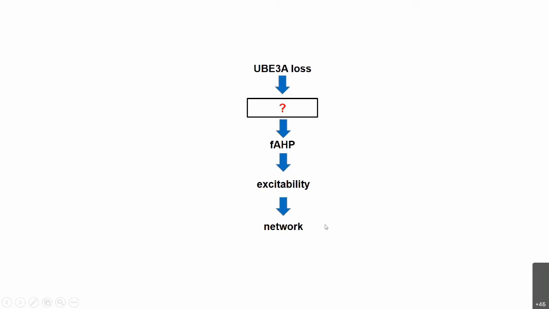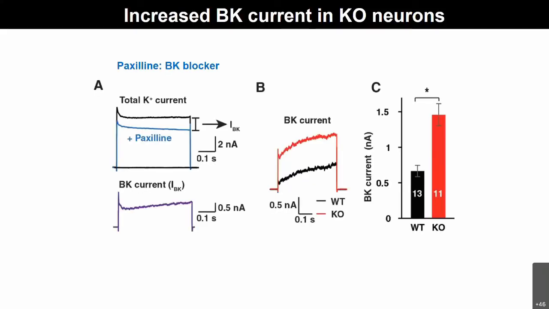But what's mediating this? That's where we searched the literature to look for the potential molecular players underlying this increased fAHP, and there are not many players known. The most likely player is the BK channel, and the BK channel is well known because there is very good pharmacology, with pharmacological agonists and antagonists for it. So we tried that, using paxilline, which is a well-known validated BK blocker. Indeed, we first show that the BK current in the knockout cells is larger than in the wild-type cells.